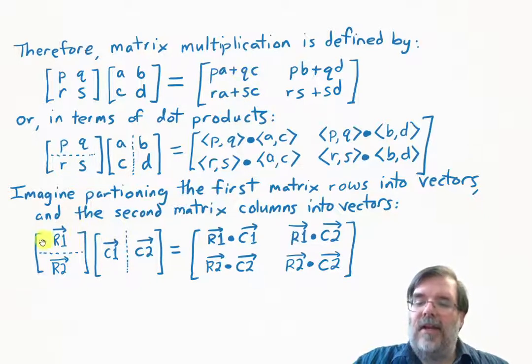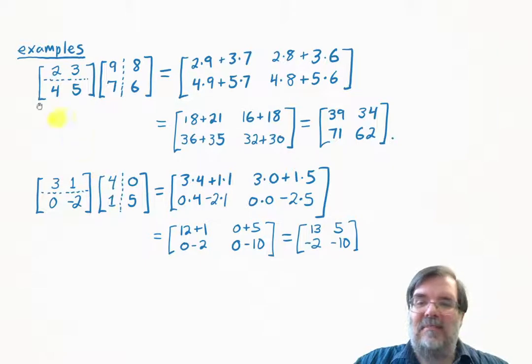Right, so in your mind, you might want to think of the formula like this. And this will help us calculate it. So let's go ahead and do some examples. The more examples you do, the easier this will become. So if we want to multiply the matrix 2, 3, 4, 5 times the matrix 9, 8, 7, 6, go ahead and partition that first matrix into rows, that second matrix into columns, and then do your dot products.